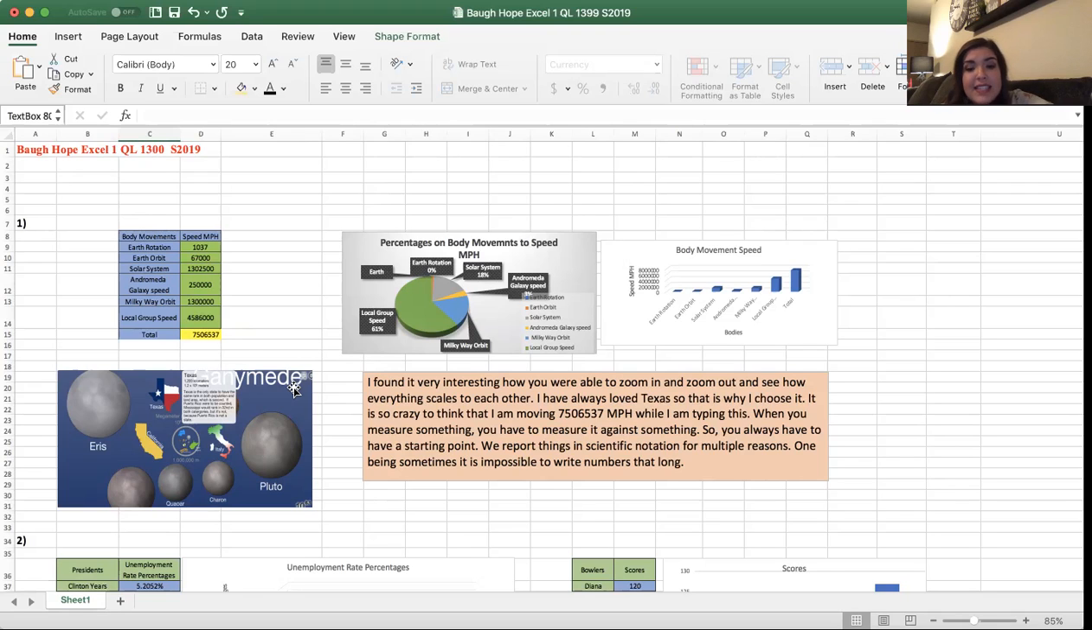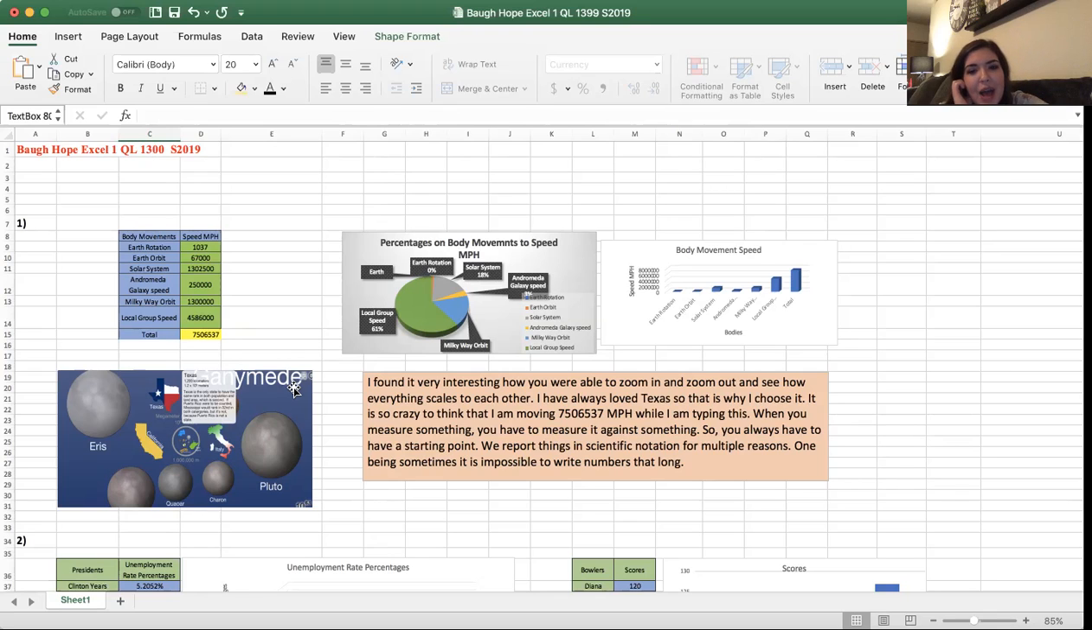We report things in scientific notation for multiple reasons, but one being that it is impossible to write such big numbers sometimes. And so whether you're adding or subtracting or dividing, it's just so much easier to do it in scientific notation, because sometimes it's just kind of impossible to do the big numbers.